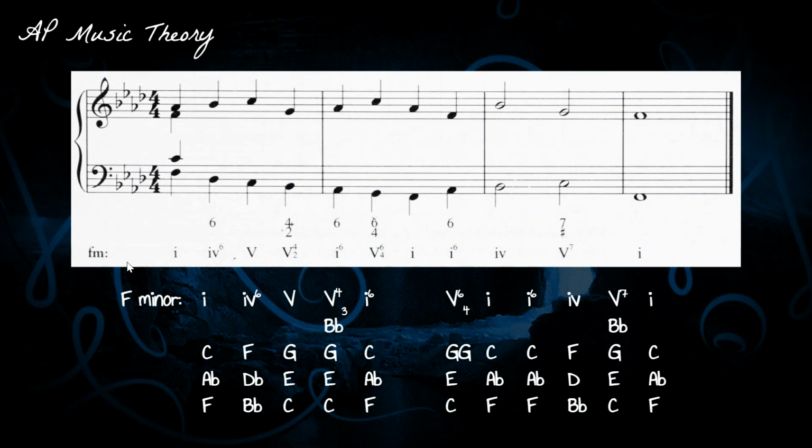Note that the third inversion dominant seventh chord resolves to a first inversion tonic, and that the second inversion dominant chord in measure 2 is a passing second inversion. The bass line is mostly conjunct and ends with fa, sol, do.